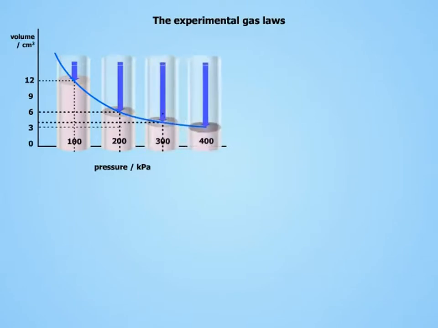The pressure and the volume are inversely proportional. This pattern is known as Boyle's law. Therefore, if the temperature remains constant, pressure multiplied by volume remains constant.